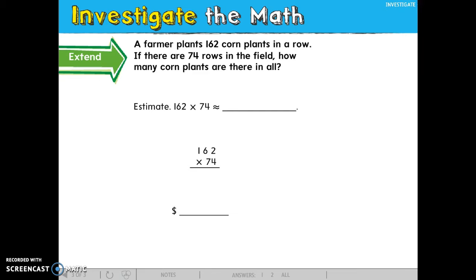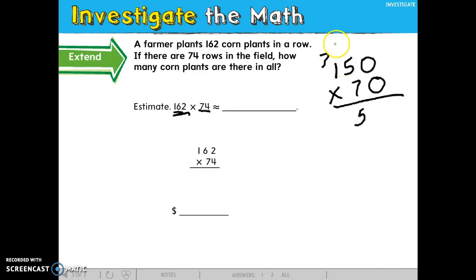This example says a farmer plants 162 corn plants in a row. If there are 74 rows in the field, how many corn plants are there in all? And before we multiply, we're going to estimate to make sure our answer is reasonable. So 162 is close to 150, and 74 is close to 70. So we're going to estimate 150 times 70. Well, 7 times 5 is 35, carry your 3. 7 times 1 is 7, plus 3, which is 10, and we need 2 zeros in our answer. So our answer should be close to 10,500.